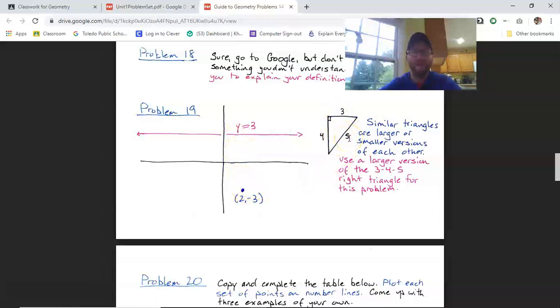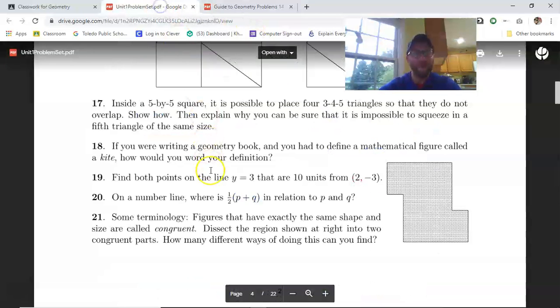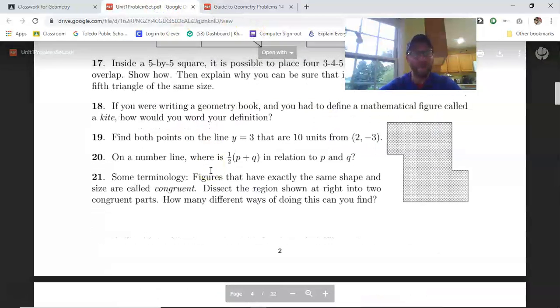And there is a triangle that's similar to this, meaning it's a larger version of this triangle, which you can use to find the 2 points that are exactly 10 units away and on this line. Right? Notice 10 units is twice as big as 5. How many times bigger should the side lengths be on our similar triangle? Something to think about.